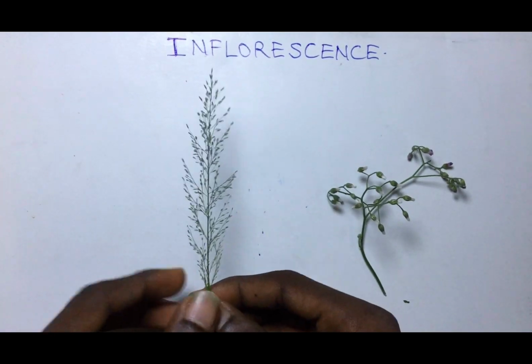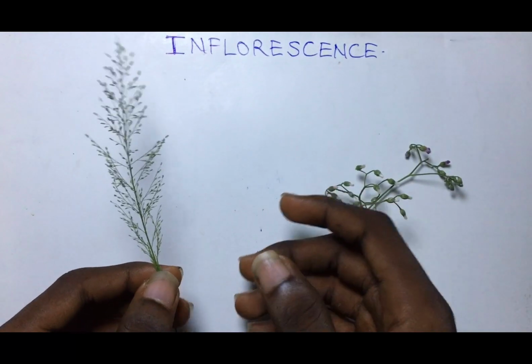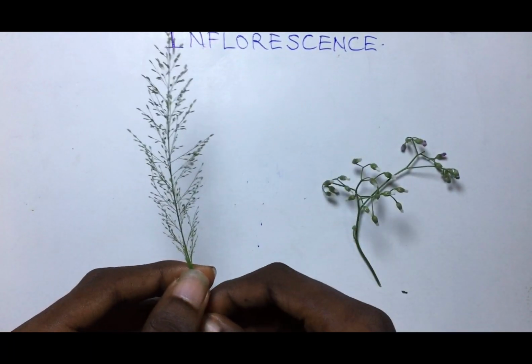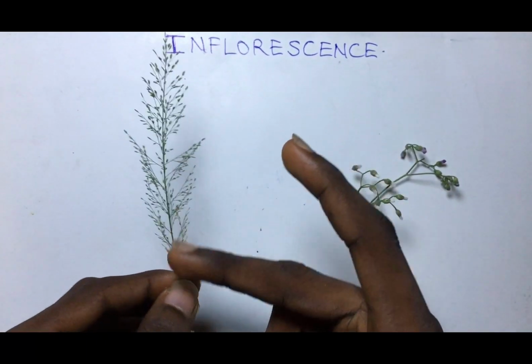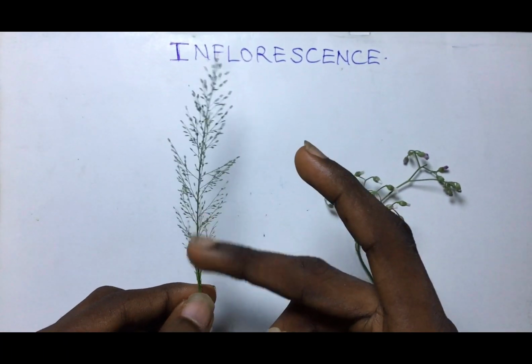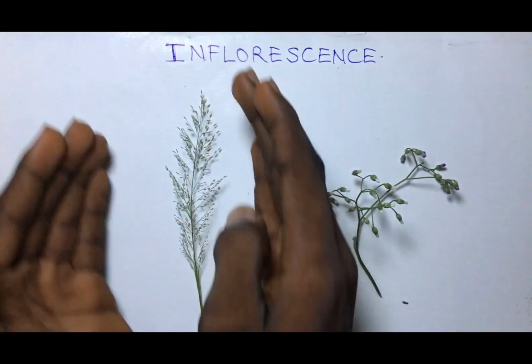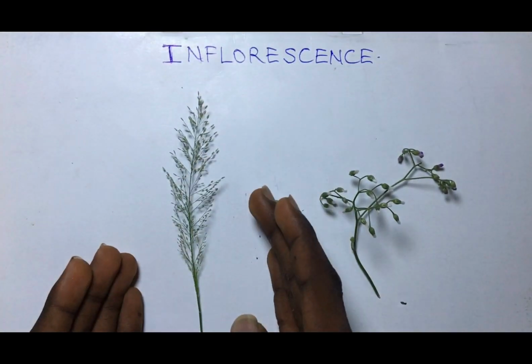So today we are going to talk more about inflorescence. So now, what is inflorescence? Inflorescence is a group or clusters of flowers that is arranged on the stem, and the stem contains the branching axis and the main axis. So now, this is an inflorescence, a group or clusters of flowers.